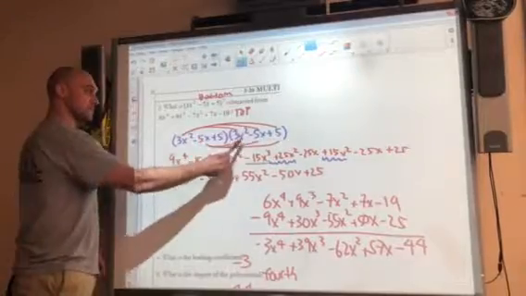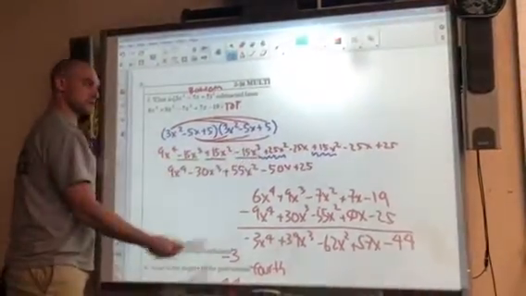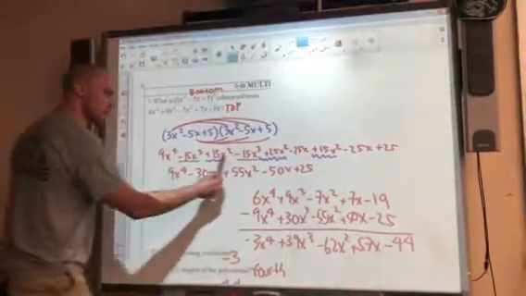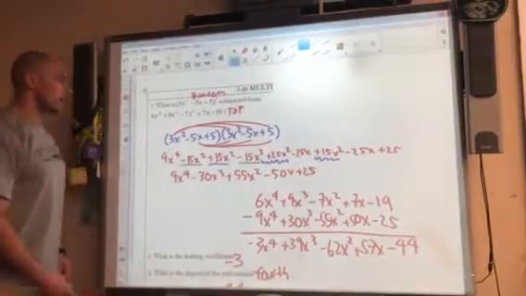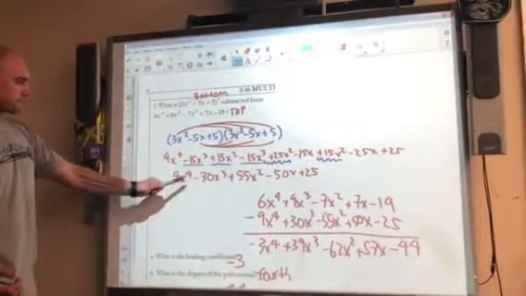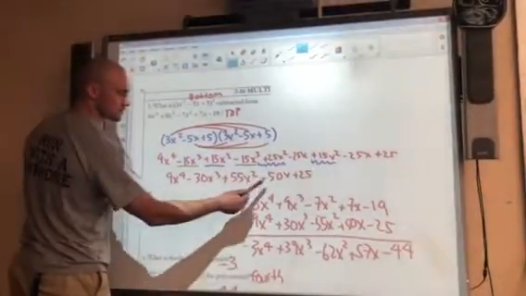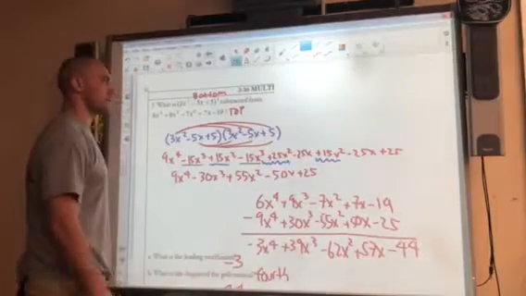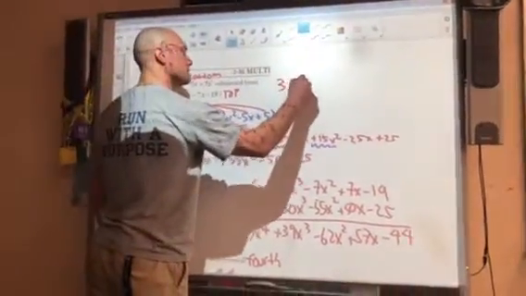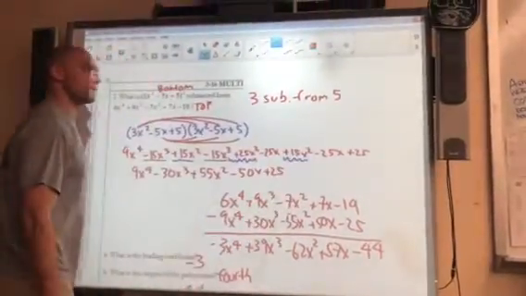I'm doing the same thing times the same thing. Then I take negative 5x, distribute it to all three terms. I take the 5, distribute it to all three terms. So that's all this work shown here. And when we combine like terms, I end up with 9x to the 4th minus 30x cubed plus 55x squared minus 50x plus 25. Now, it said, if I said what is 3 subtracted from 5, right?